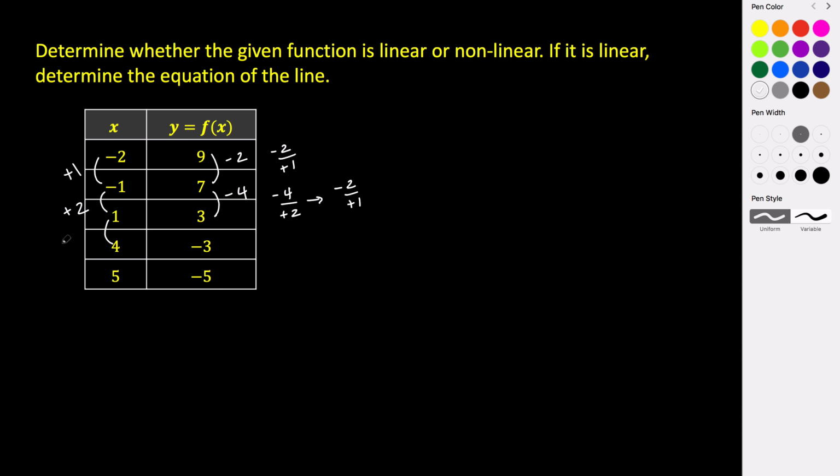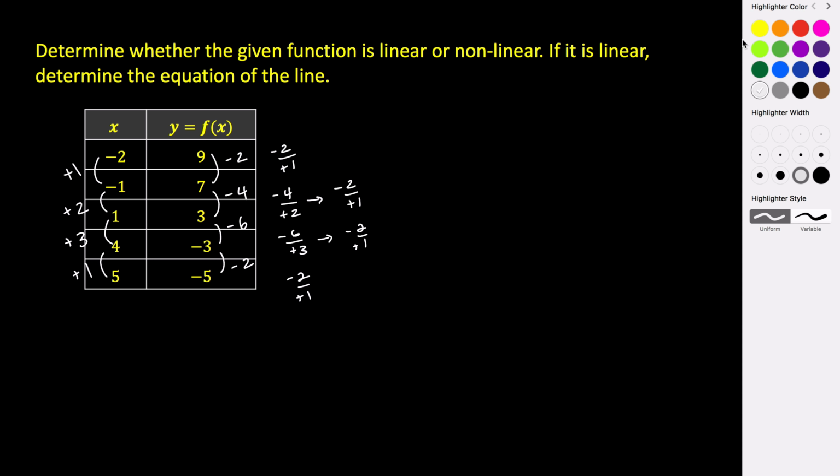So to go from 1 to 4, we add 3. To go from 3 to negative 3, we subtract 6. So we have negative 6 over positive 3. Again, if we reduce this fraction, we get negative 2 over 1. And then lastly, to go from negative 3 to negative 5, we subtract 2. And we are increasing by a value of 1. So we have negative 2 over positive 1.